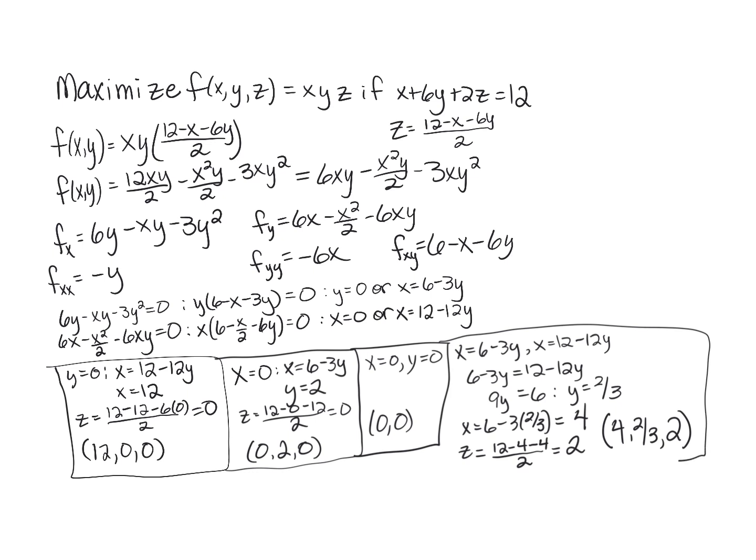So I have 4 critical values. Now we have to figure out if they are maximums, minimums, or if they're saddle points. And let's go back and fix this guy. Plugging the 0, 0 into our constraint leaves me z equals 12 over 2, which is 6. Okay, 4 critical numbers.